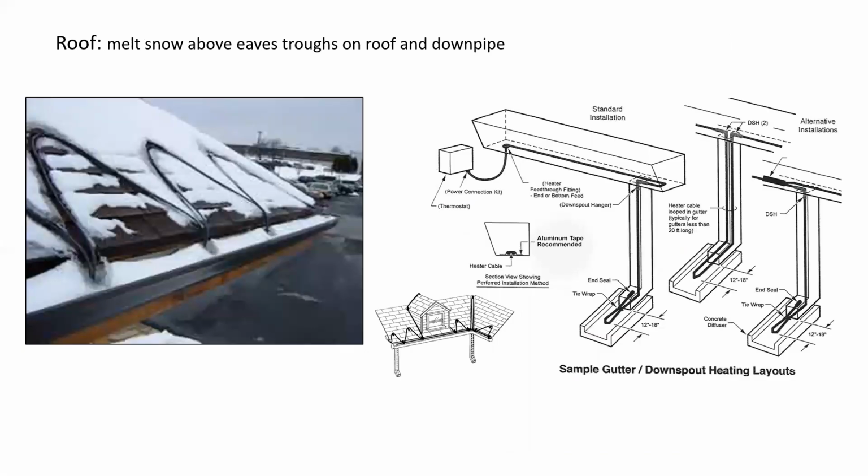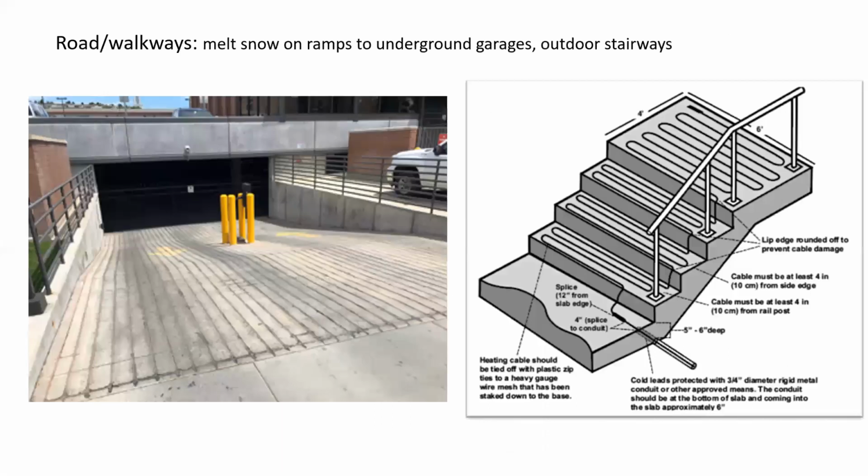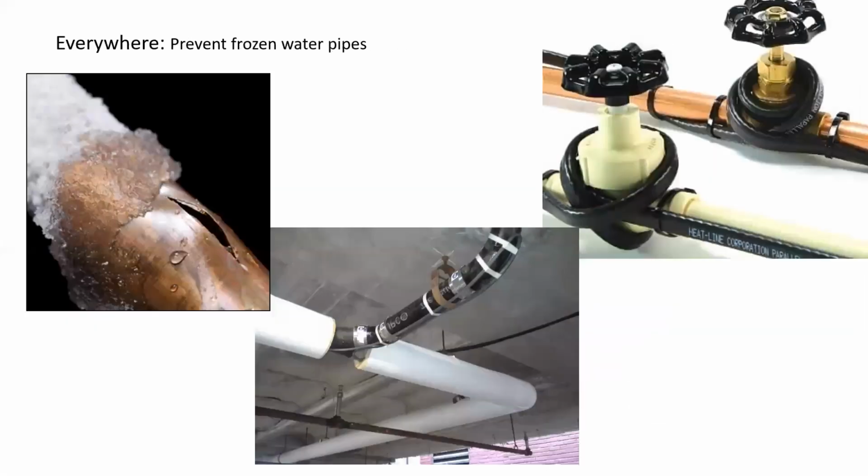It can also be used on roofs to melt snow above eaves troughs and downpipes. It can be used in roadways and walkways to melt snow on ramps to underground garages or outdoor stairways. And everywhere it can be used to prevent frozen water pipes.